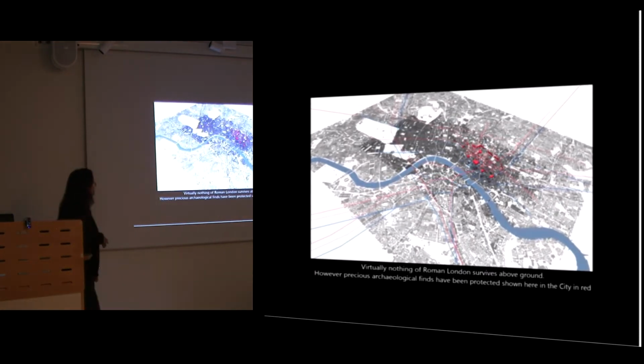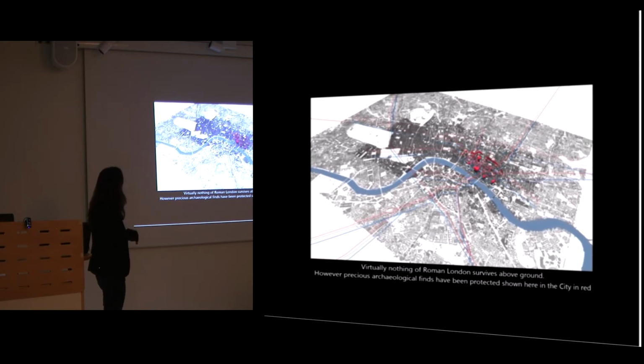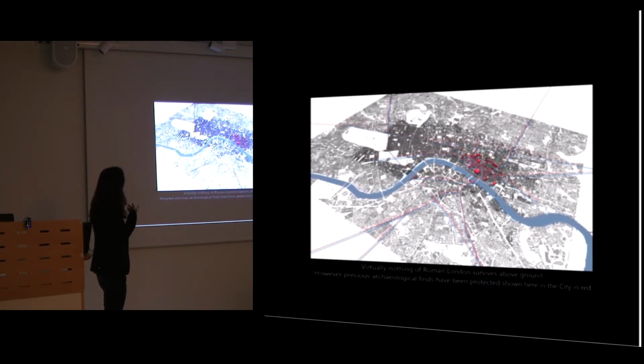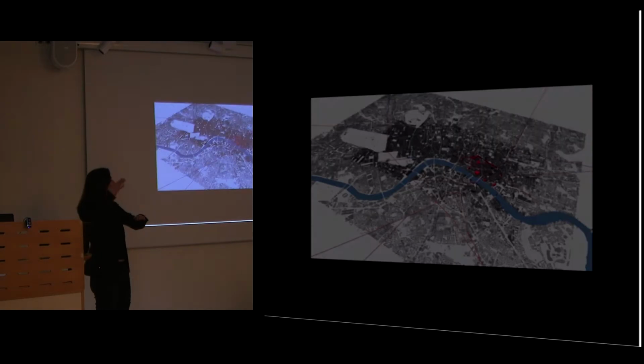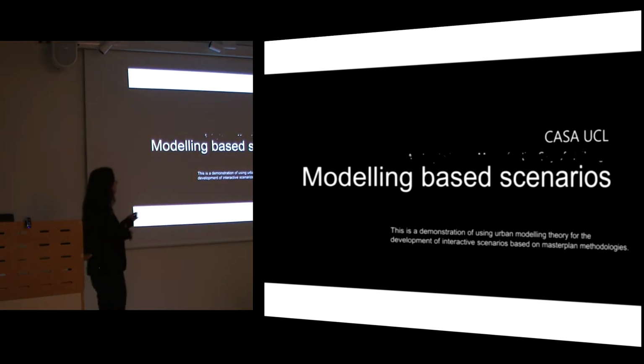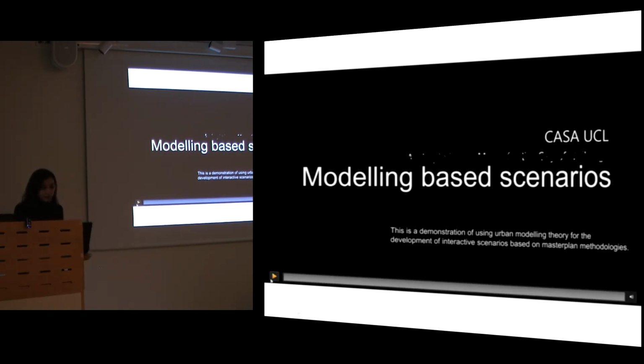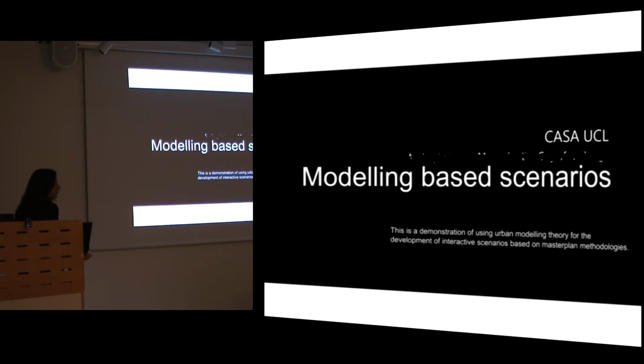I've also been working with Oyster data. So this is a very simple visualization rendered in CityEngine that shows Oyster networks on top of London's buildings. But I'm mostly interested in the modeling-based scenario. When I say modeling, I mean the mathematics of urban modeling.